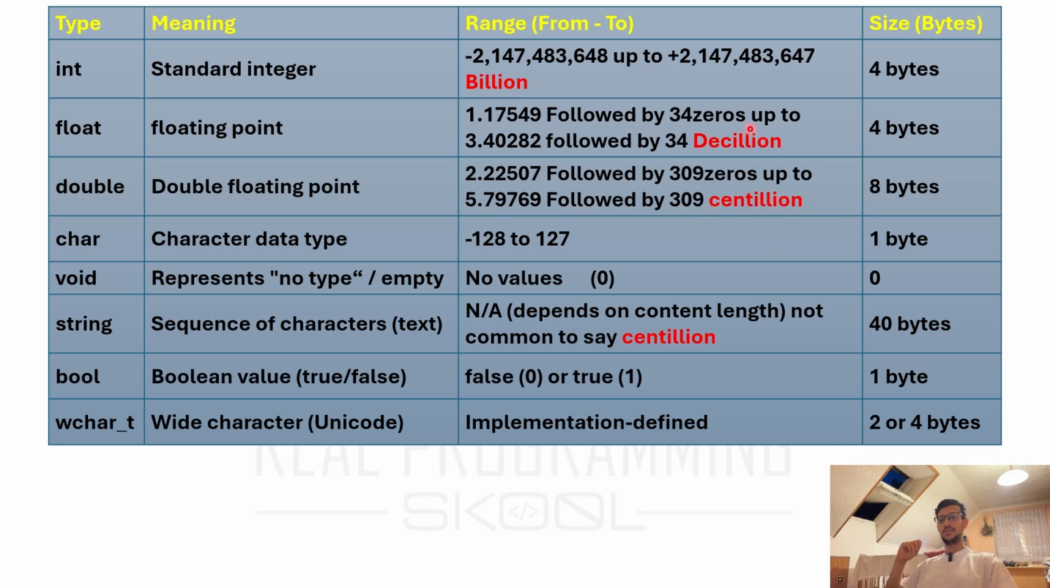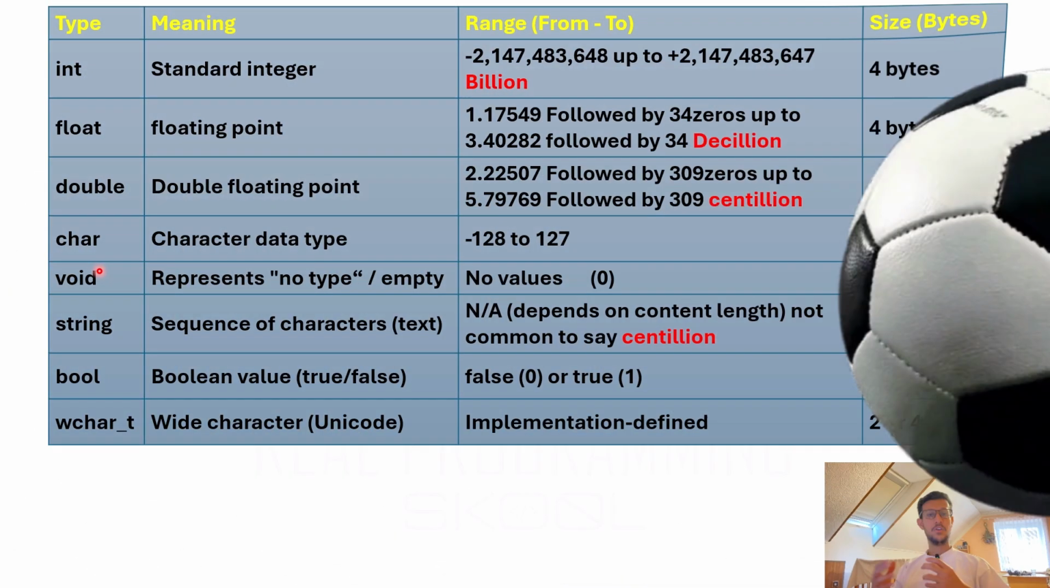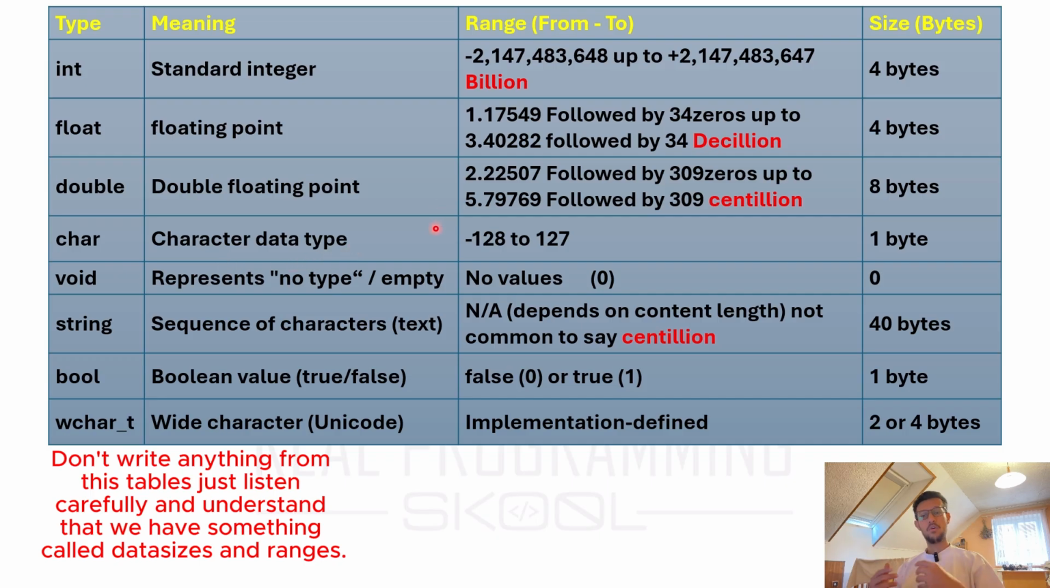And this centillion is bigger than decillion, and its size in the memory is double, 8 bytes. I don't want you to memorize these things and open your notebook and write decillion, centillion, 4 bytes, 8 bytes. No, I want you to bring your snack and coffee or tea and understand that there are things called ranges and sizes of data types. It's about understanding. I don't want you to memorize it and write it in your notebook.